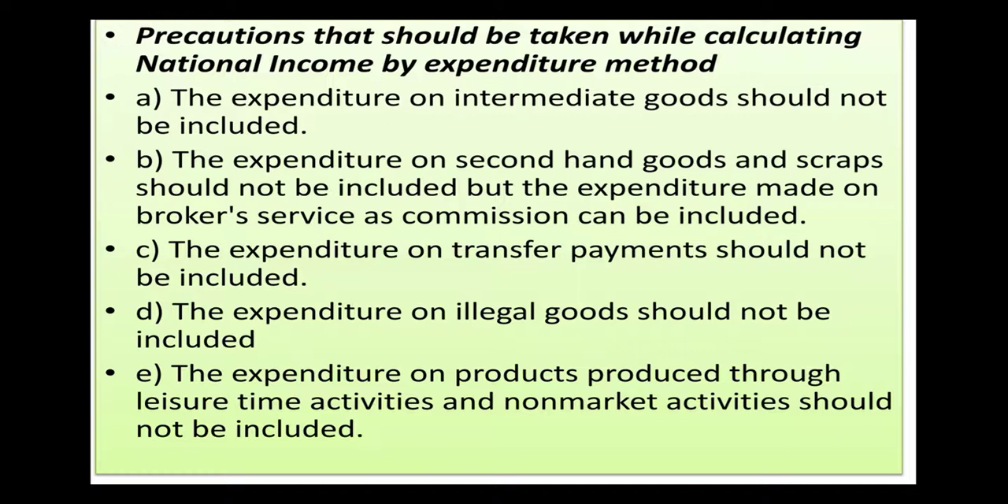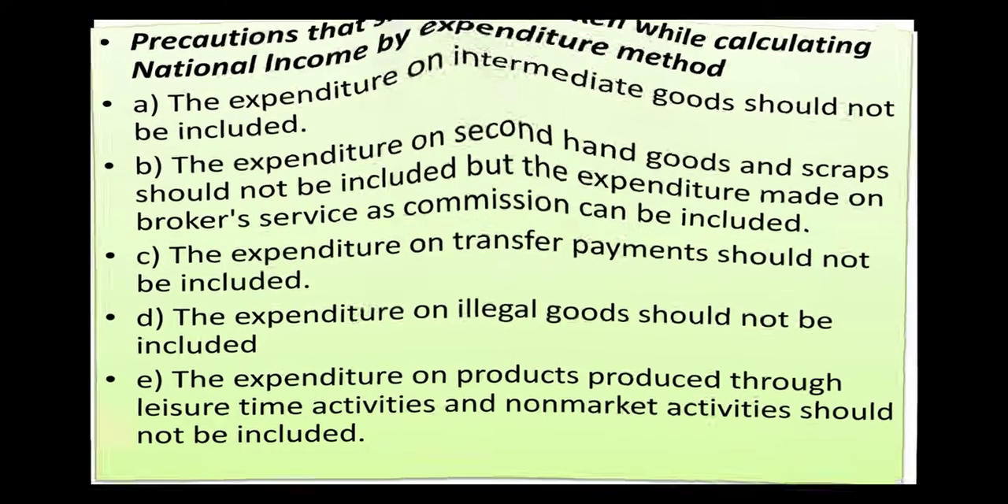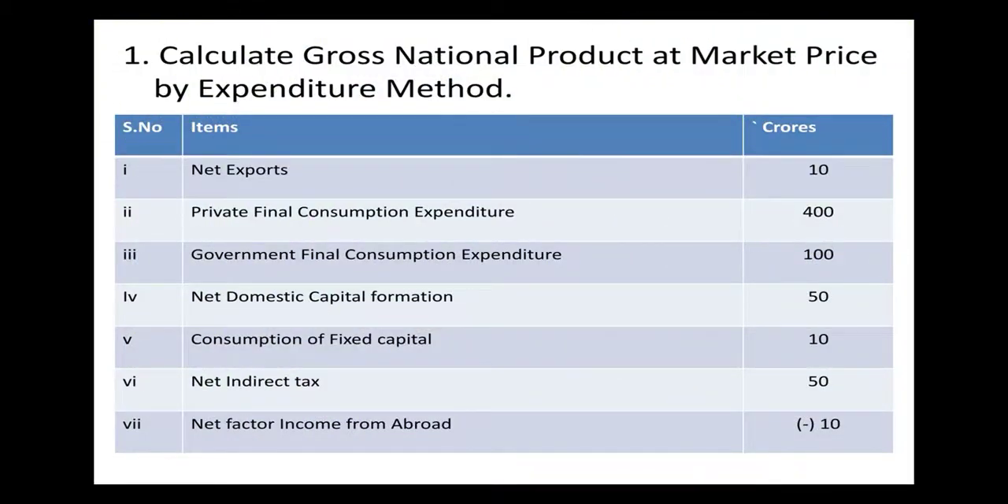I already told you in the last video that we are not adding the non-market activities or the non-monetary affairs in the national income. So all the leisure time activities are not included in the national income or in the GDP. So these precautions you need to take whenever you calculate the national income via the expenditure method. Always take care of all these points. Let's solve one numerical to understand how to solve the numerical portion with the expenditure method.